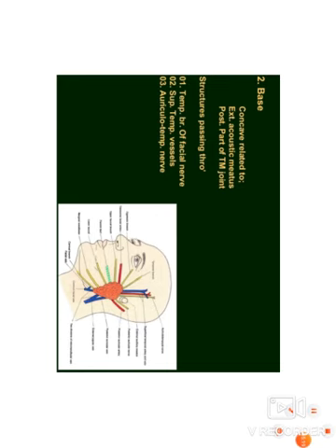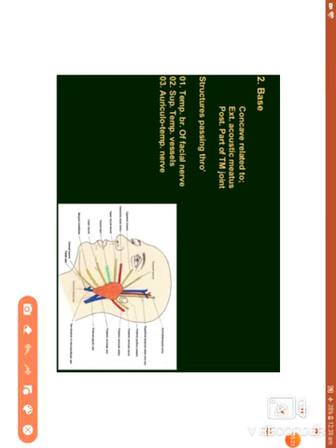Then next is the base. This part is the base. It relates mainly to three structures. These are the three structures related. The yellow one is the auriculotemporal nerve. These vessels, artery and vein, are the superficial temporal artery and superficial temporal vein, that form the relations over this base.